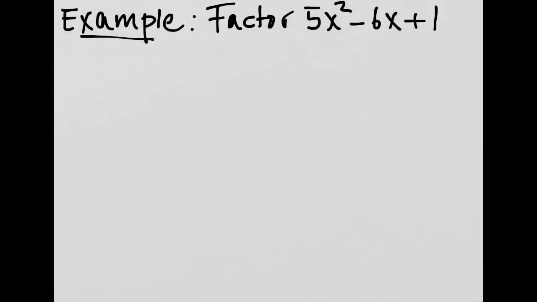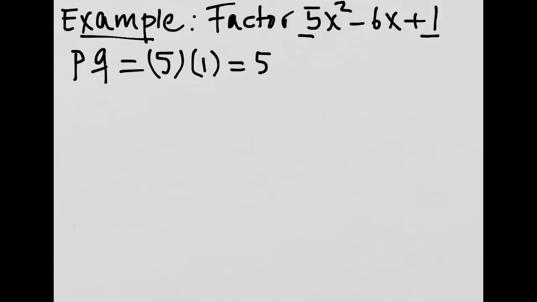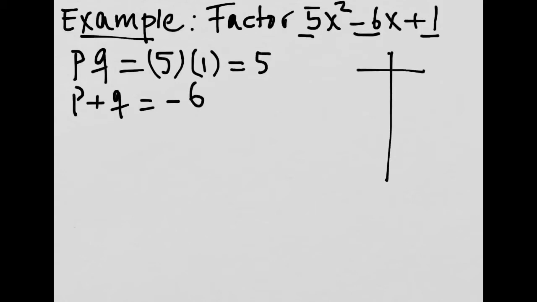To do this, we would like to find two integers, p and q, so that when we multiply p and q, we get 5 times 1, which is 5. And when we add p and q, we get the coefficient of x, which is minus 6. To figure out p and q, if they exist, let's go over the factors of 5.